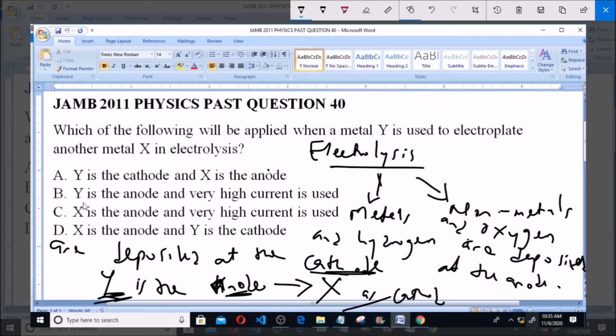So option B says Y is the anode and very high current is used, which is correct. So B, Y is the anode and very high current is used, is the answer to this question.